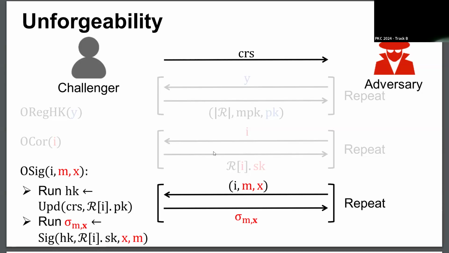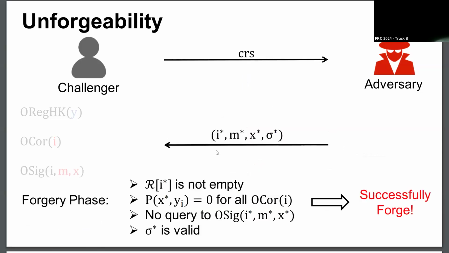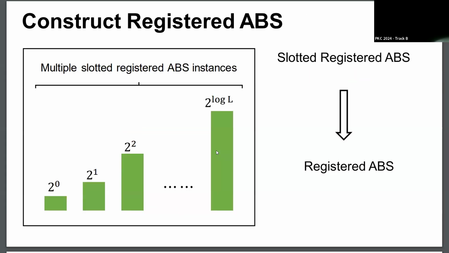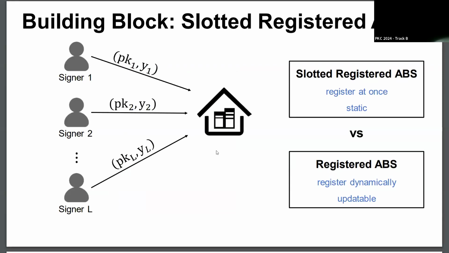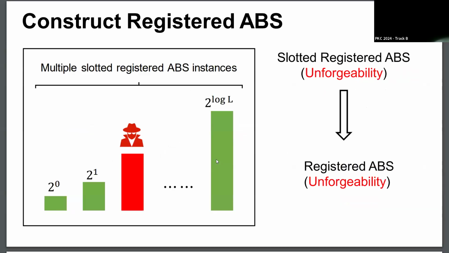Oh yes, it has some efficiency limitations for registered ABS. Here, it's similar to registered ABE. The master public key and the helper key sizes should be compact. I mean, they should be polynomial in logarithm of L, where L is the number of system users. And the updates in registered ABS should also be logarithmic in L.